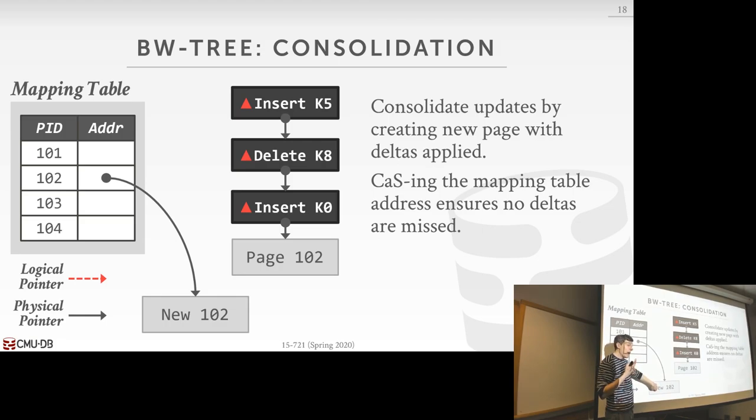If I fail, then I've wasted work. I've done my consolidation and somebody else changed something. Like if someone else appends a new delta record before I do my compare and swap, well, that solves the problem of potentially missing a delta record update. Because now this thing would have pointed to a new delta record that I didn't see, and therefore I throw away my work and start over.